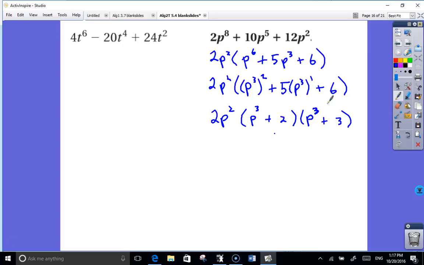Okay, now, what would happen if I FOIL that? Right, p to the 3rd plus 2 times p to the 3rd plus 3. The p to the 3rd times p to the 3rd gives me p to the 6th, right? That's what I need. Then I get p to the 3rd times 3 and 2 times p to the 3rd. There's the 5p to the 3rd. So you've got to recognize the pattern. So try to do the one on the left. That's your you try.